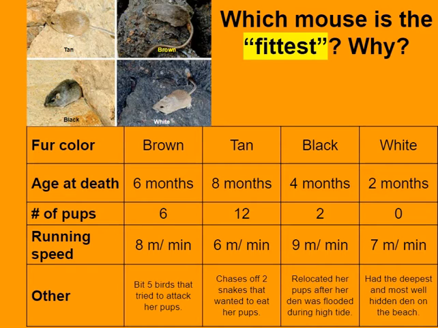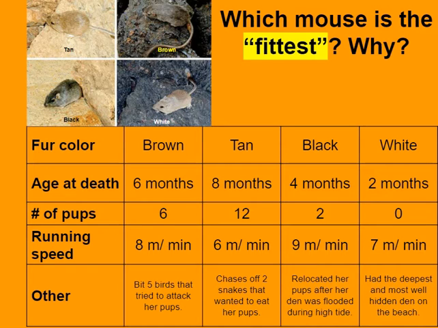It ran 8 meters per minute, and it bit 5 birds that tried to attack her pups. So she's a protective mom. So we saw some protective behavior there. The tan mouse lived to be 8 months, had 12 pups. She was actually the slowest. She only ran 6 meters per minute, but she chased off 2 snakes that wanted to eat her pups. So some good protective motherly behavior there.